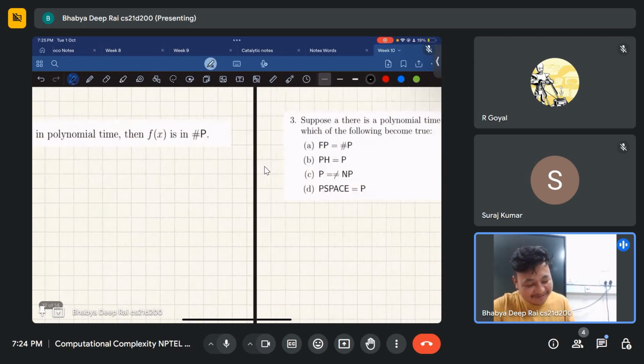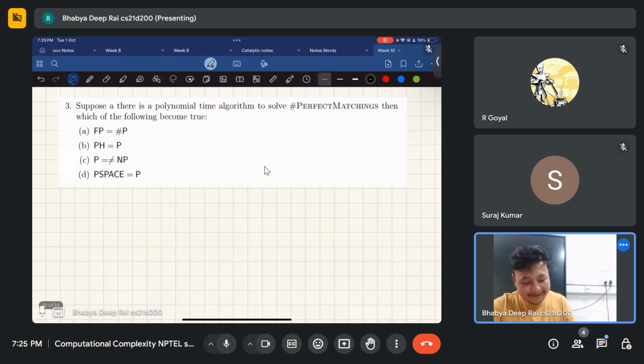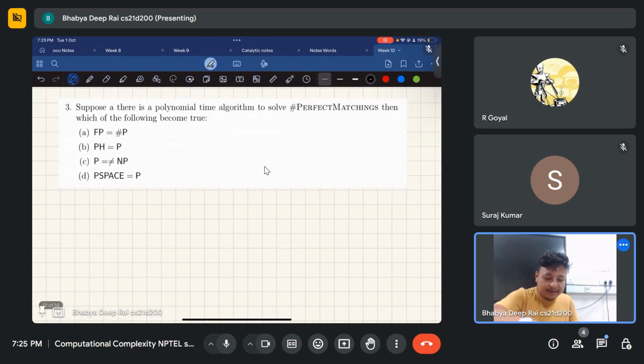Here's a simple question. Suppose there's a polynomial time algorithm to solve #perfect matchings. Then which of the following becomes true? FP equals #P, PH equals P, P is not equal to NP, and finally, PSPACE equals P.